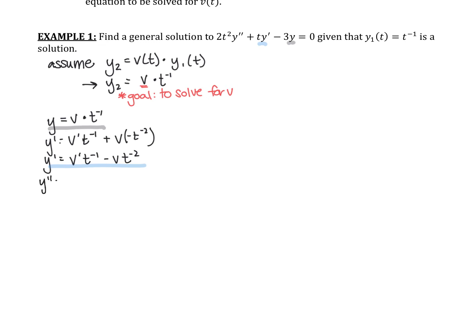So y double prime, and now I've got multiple products. Derivative of the first times the second plus the derivative, well, this is the exact same problem we just did. So there is my derivative of my first. Shouldn't there be a v prime there? Yep, that would be v prime. Thank you. That is that derivative.